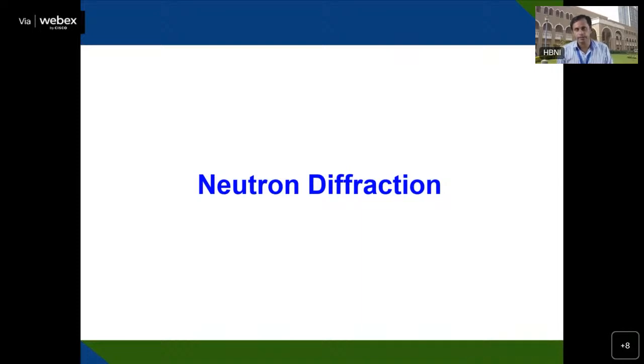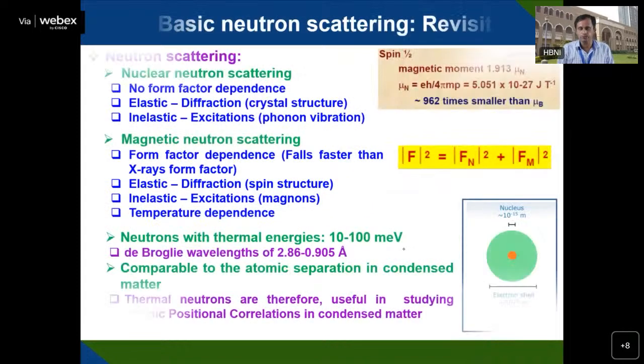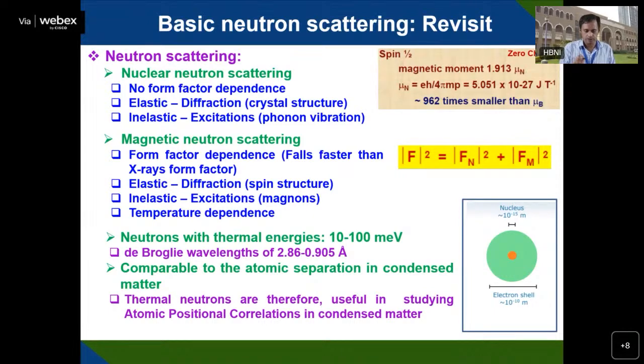Here it is a complementary technique to X-ray diffraction, but the only difference is that the source is different. Instead of X-rays, we are using neutrons as the diffraction source. Neutron diffraction, the neutron is the main thing. As you know, the neutron has spin half and zero charge, but it has a magnetic moment of 1.913 mu n. Since it has a magnetic moment, the neutron interacts both ways: there is a nuclear interaction and a magnetic neutron interaction.